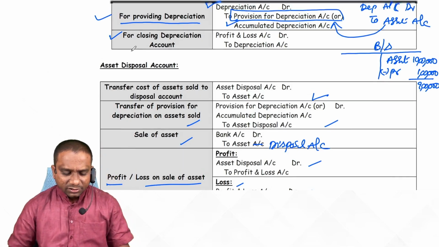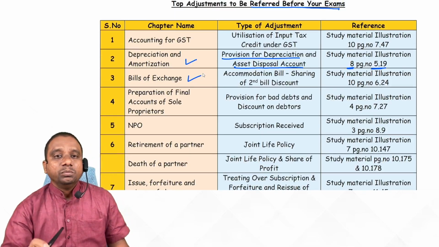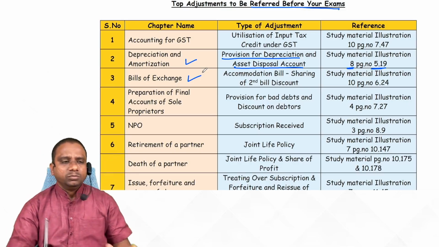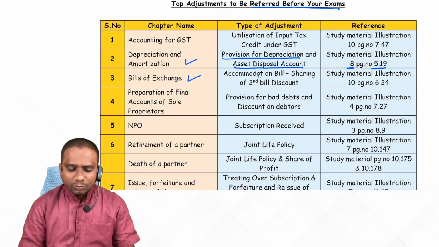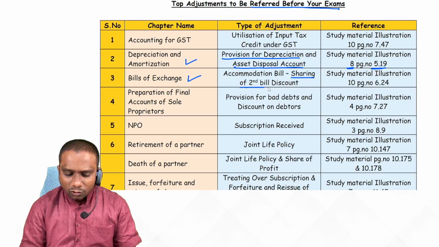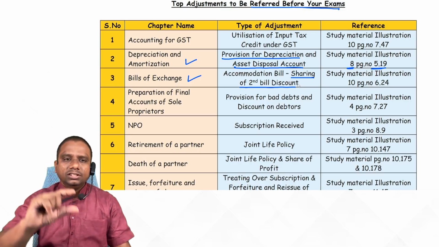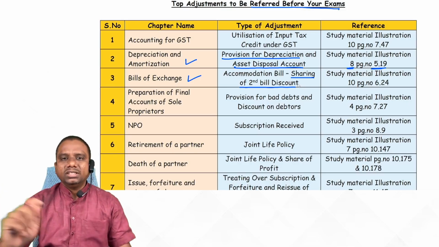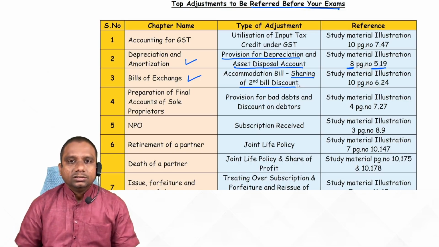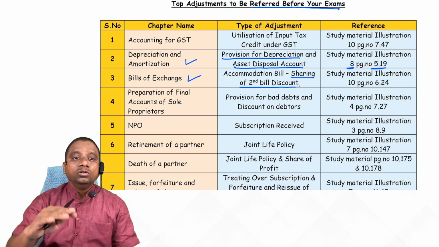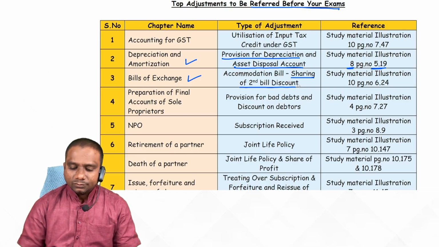The next adjustment is bills of exchange, students. In bills of exchange, we can classify bills into two parts: trade bills and accommodation bills. We are discussing accommodation bills, especially sharing of the second bill discount. The first bill discount anybody can calculate, because in the first bill they mention how much amount is sent to the second party. But for the second bill, they mention the amount sent, but not how the amount is shared between the two parties. So how do we calculate that?